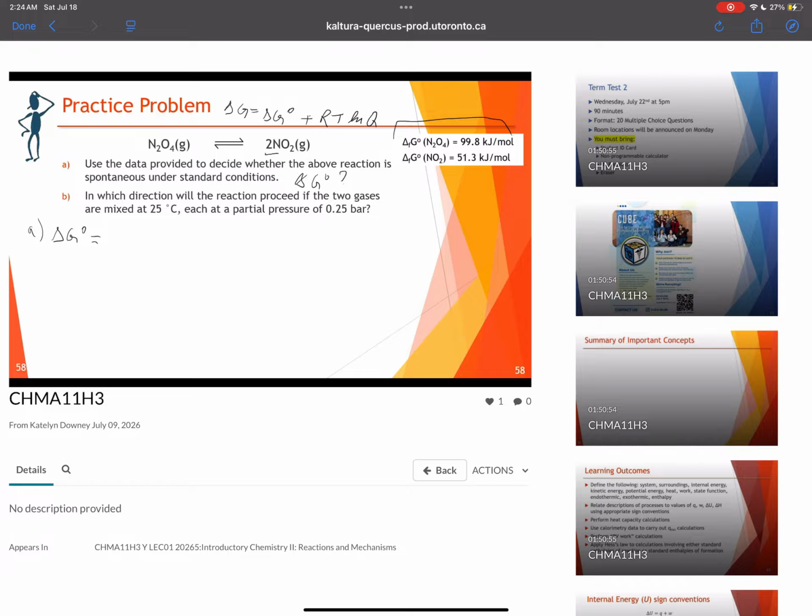So I've got a stoichiometric coefficient of 2 for my NO2 product, so I'm going to multiply the Gibbs energy of formation of NO2 times 2, so 51.3 kilojoules per mole. And then I'm going to subtract the delta G of formation of my reactant. I've only got one of them, so I'm not multiplying this by anything. So I'm going to subtract 99.8 kilojoules per mole. And that gives me a standard delta G value of 2.8 kilojoules per mole.